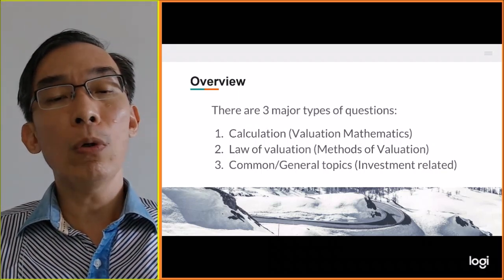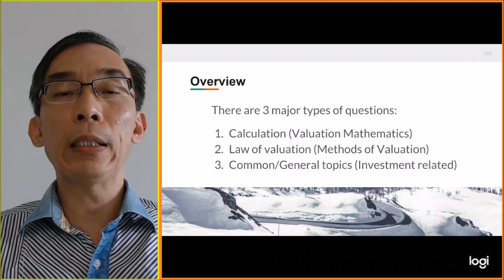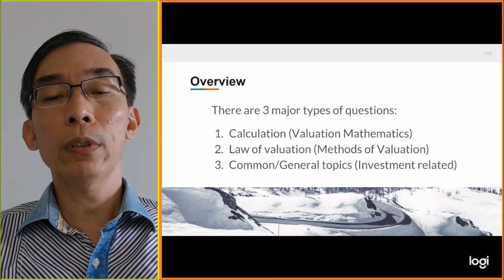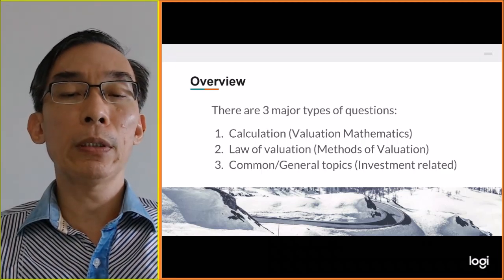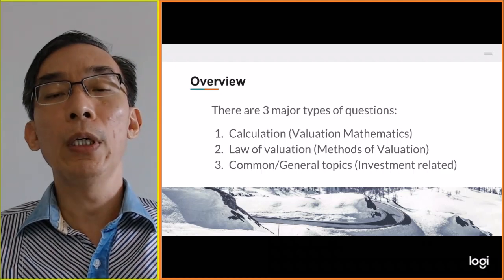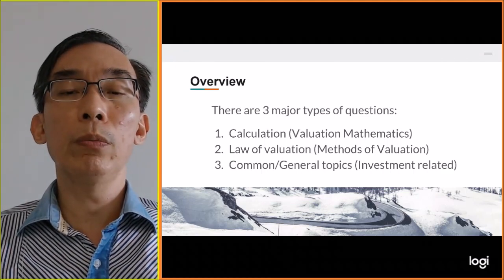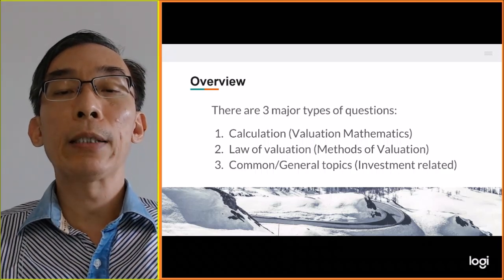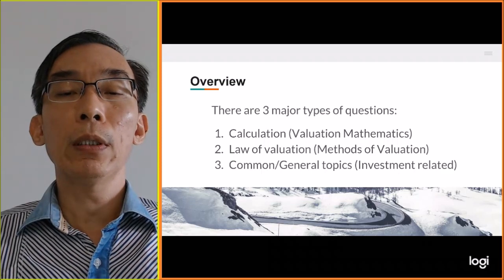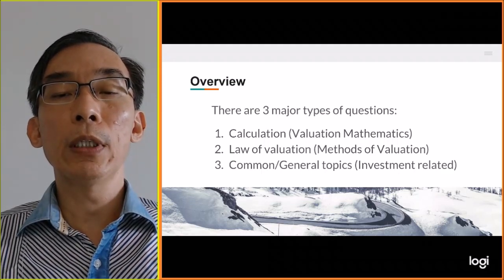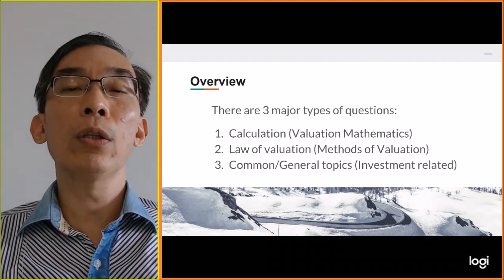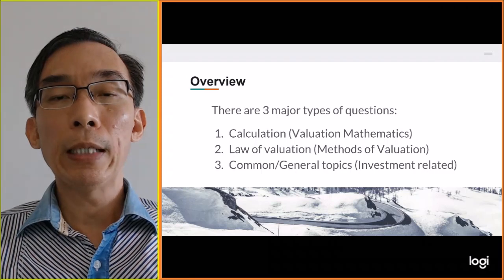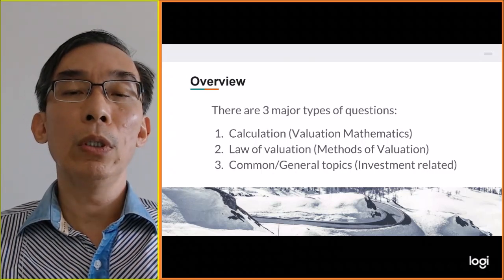Even the law is more like a general understanding rather than having to quote cases. The other area tested in this paper is general topics or common investment topics, because the valuation paper in the future would change its name to valuation and investment. So investment is one part which is going to take more emphasis, because as estate agents we are not valuers.